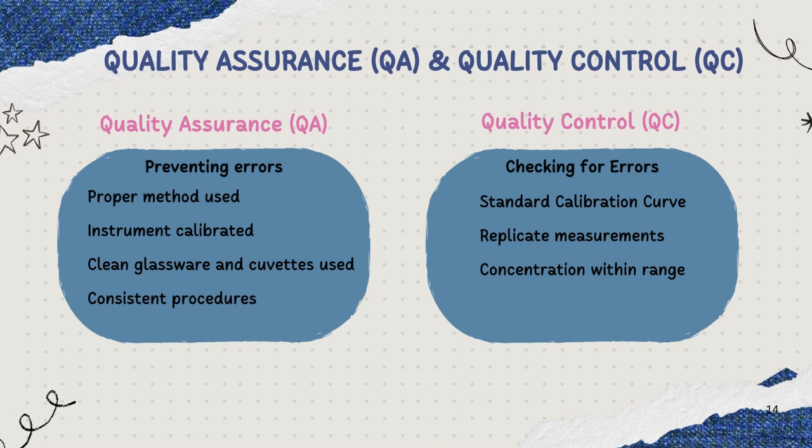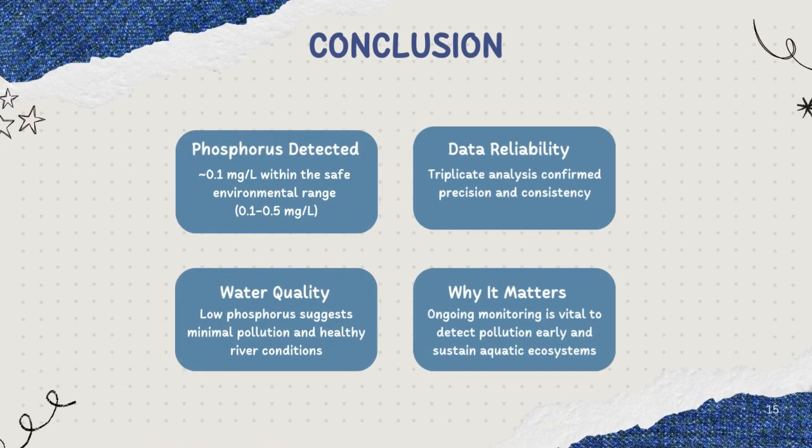This involved checking the accuracy of our results during and after the analysis. We began by preparing and analyzing 5 standard solutions to build a calibration curve. This helped confirm that the instrument response was linear across the concentration range. For the river water sample, we recorded 3 absorbance readings, which gave us values that were very close to each other. This shows good precision and repeatability. Finally, the absorbance value of our sample fell within the range of the calibration curve, which confirms that our result is valid and trustworthy.